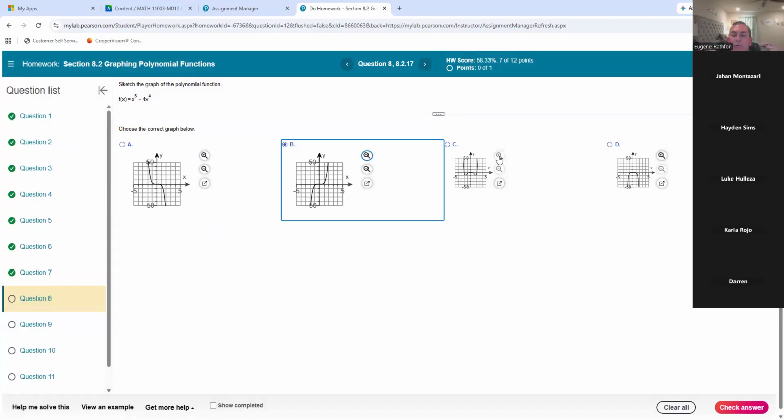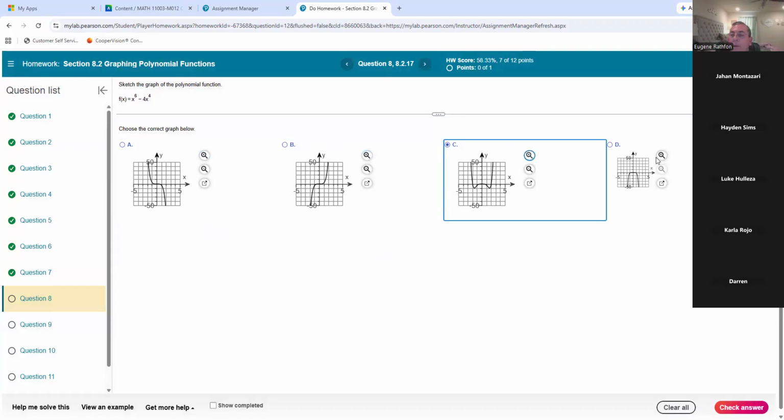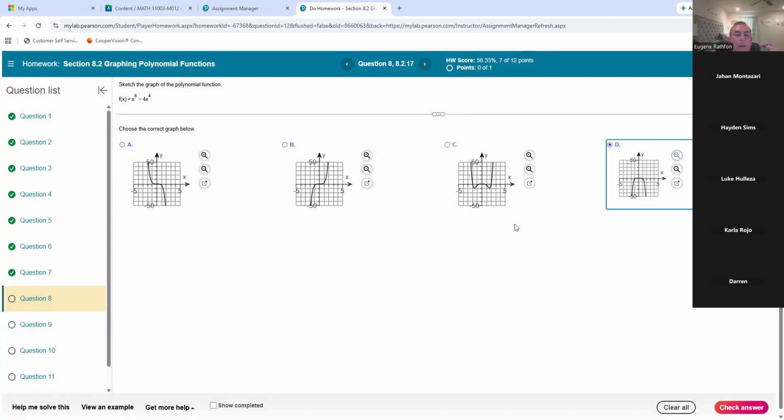All right, I'm just making them larger real quick. So we got one going downhill A, one going uphill B, both going up C, both going down D. I got an x to the 6 minus 4x to the 4. So our degree is 6, which is even. My lead coefficient is a 1, which is positive. So y'all, even degree, positive lead coefficient, A, B, C, D.